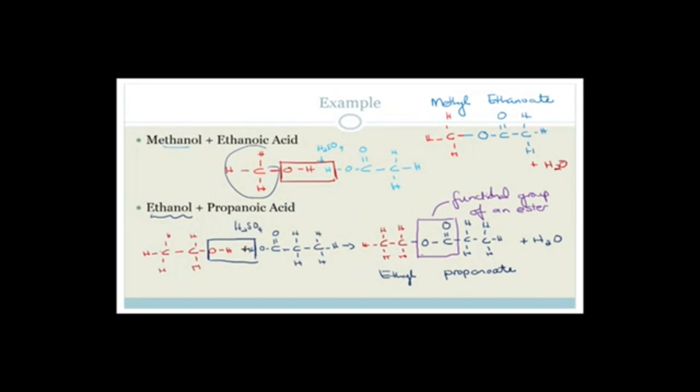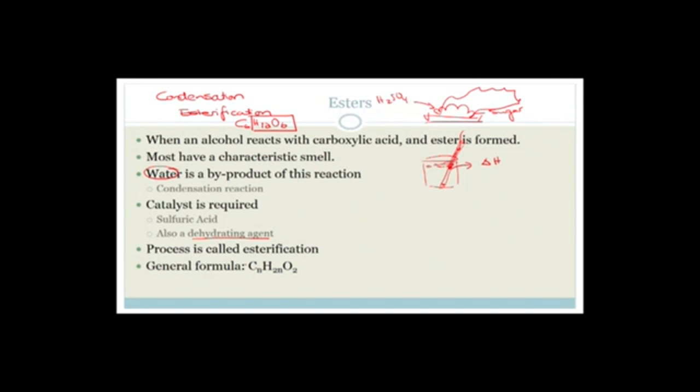Okay, and you may already have heard of it. If you haven't already, you should have. It's called an ester linkage. Ester linkage, it's what makes the ester. If we go up a little bit, you can see that the general formula of this is CnH2nO2. Again, we're not really going to test you on that. I'm just letting you know what the general formula is so that you can recognize it if you need to.